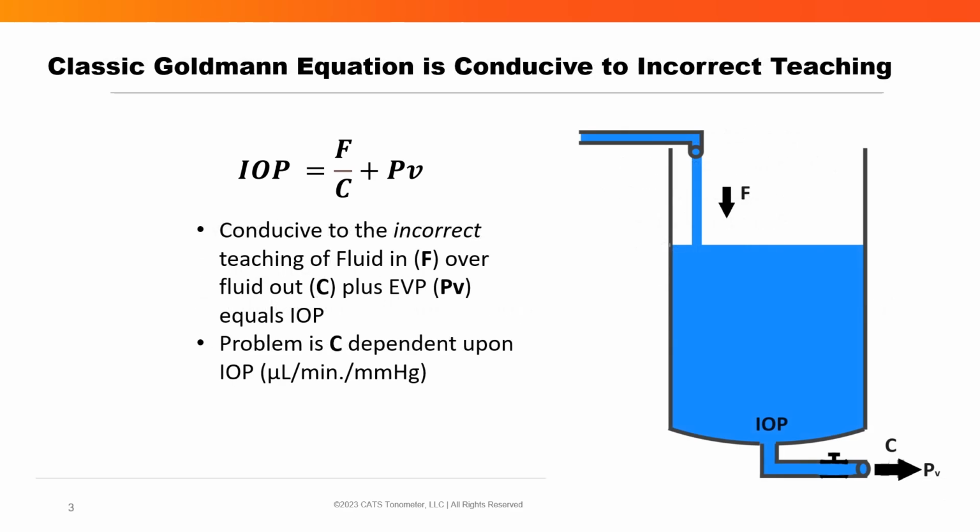Using the fluid-filled tank analogy, this simplified description, fluid in divided by fluid out plus episcleral venous pressure equals intraocular pressure, is incorrect, but it is pervasive in the clinic, in the lecture hall, and in the literature. Even on its face, if fluid in doesn't equal fluid out, then the pressure is forever increasing or decreasing. The problem is the outflow facility C is dependent upon intraocular pressure. So now in this equation, you have intraocular pressure on both sides. But not only is it dependent upon intraocular pressure, but also the rate of change in intraocular pressure.